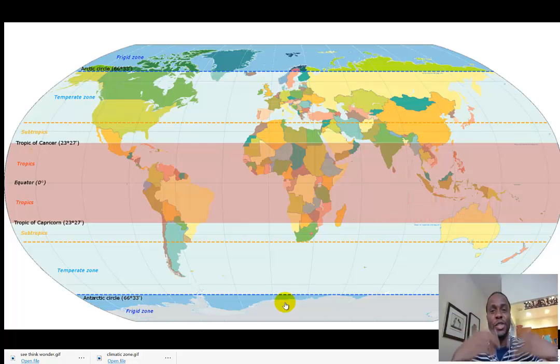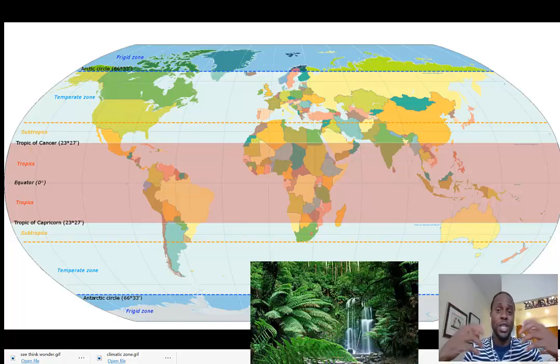And because of this high temperature and high rain, the forests here are usually very thick with thick undergrowth beneath the forest trees. So for this reason, the forests in this region are referred to as the rain forest. And that is it for the tropical zone.